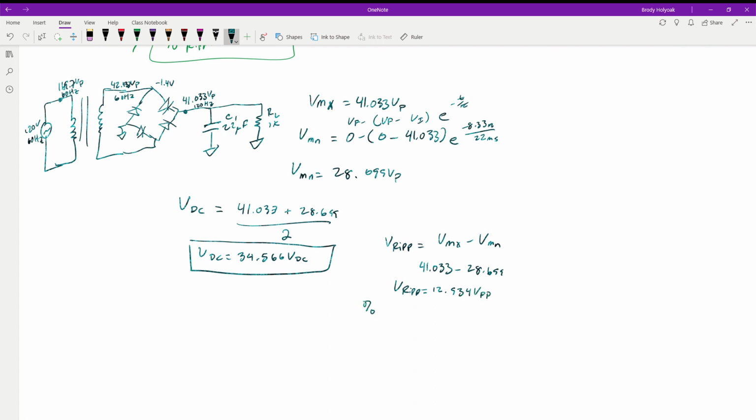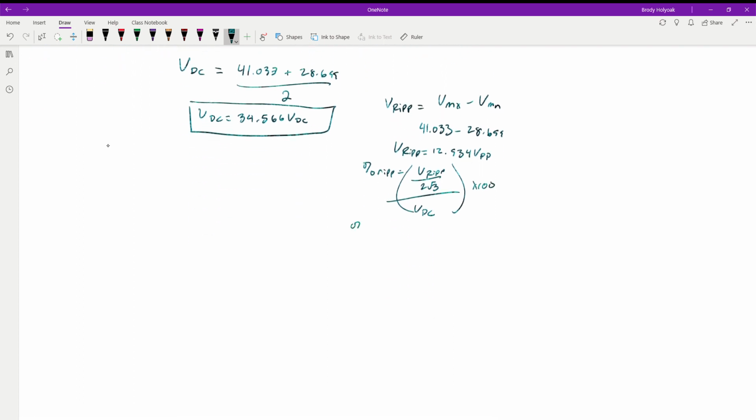And the percent ripple, we take our V ripple, divide that by 2 root 3, and divide that by our VDC. Take the whole quantity and multiply it by 100. So our percent ripple comes out to be 12.934 divided by 2 root 3 divided by 34.566 volts, times 100. Our percent ripple comes out to be 10.802%.